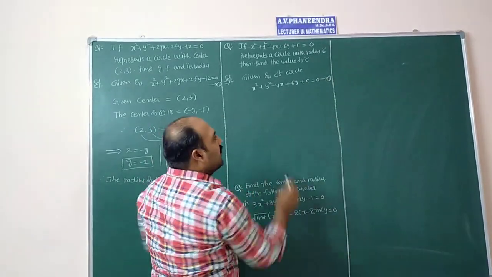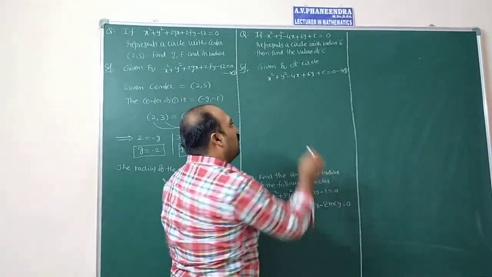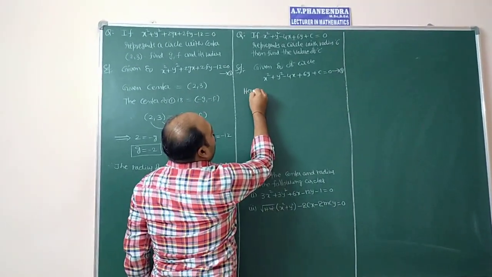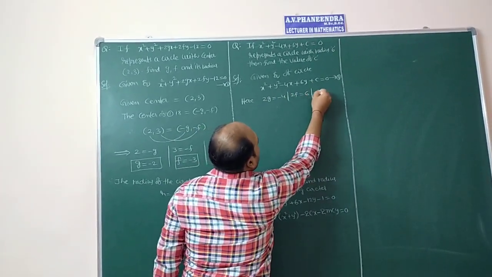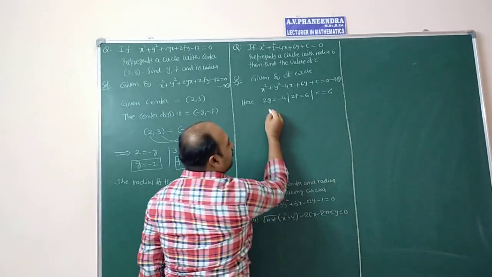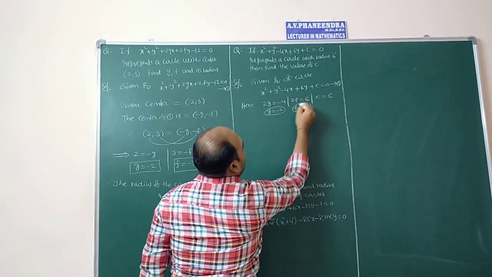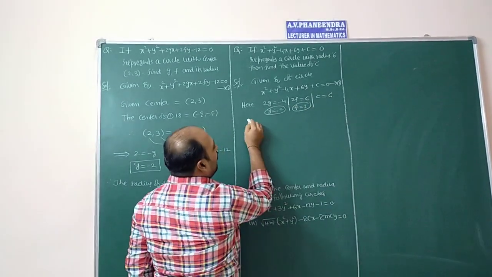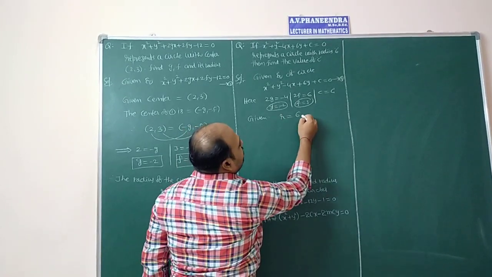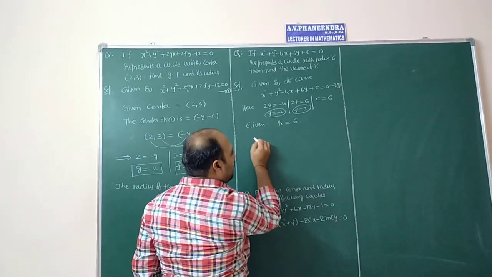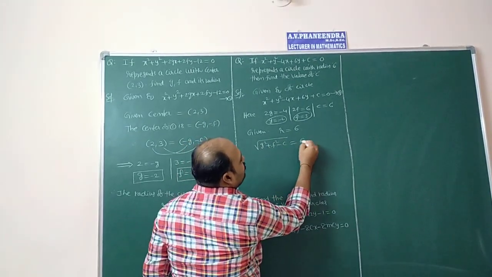This equation comparing with general equation of circle x square plus y square plus 2gx plus 2fy plus c equal to 0. Here 2g equal to minus 4, 2f is equal to 6, c is equal to c. So g equal to minus 2, f equal to 3, c equal to c. And given one more thing, that means given r equal to 6. What is the formula for r? Square root of g square plus f square minus c is equal to 6.